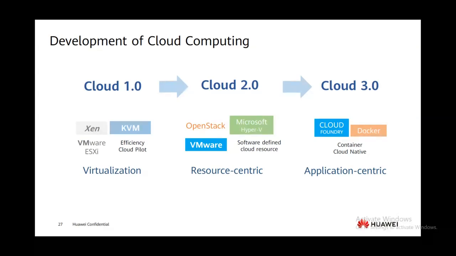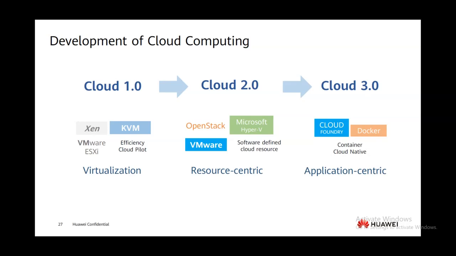So when cloud started, we call it cloud 1.0. The virtualization technologies used at the time include Xen, KVM. KVM is what? Kernel-based Virtual Machine. We have VMware. We have efficient cloud pilots. So these are some of the companies that actually contributed to virtualization in 1.0.